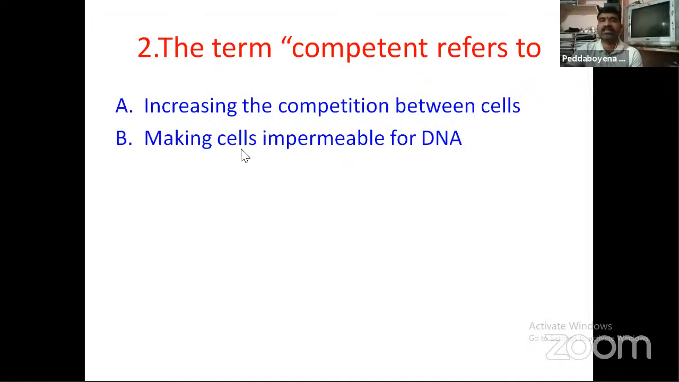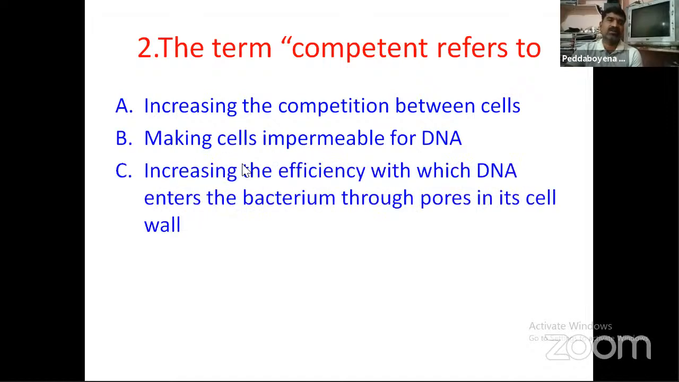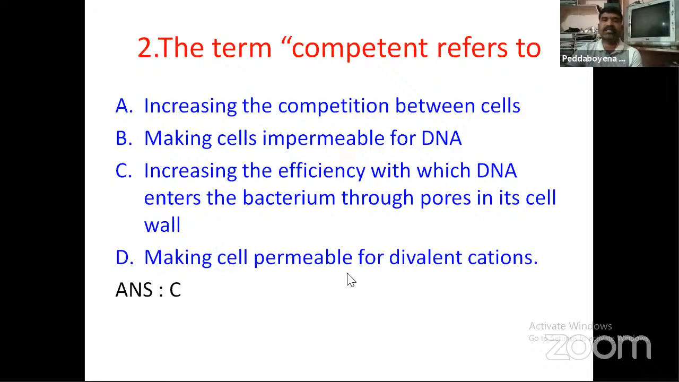Next, the term competent refers to increasing the competition between cells, making cells impermeable for DNA, increasing the efficiency with which DNA enters the bacterium through pores in its cell wall, or making cells permeable for divalent cations. Here the answer is increasing the efficiency with which DNA enters the bacteria through the pores. This is very important.